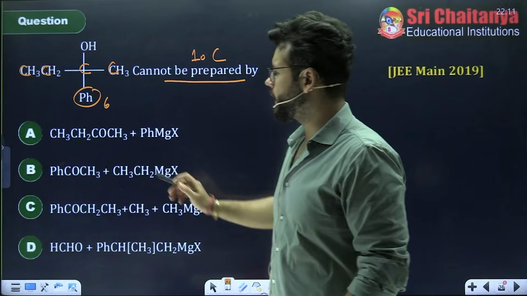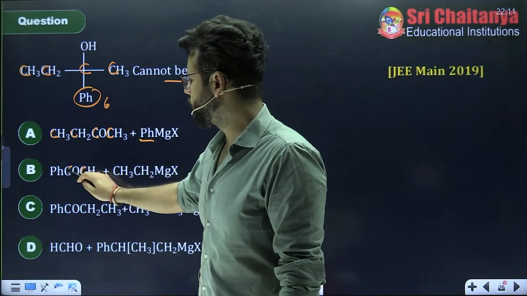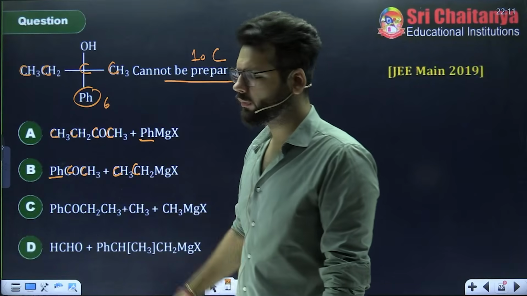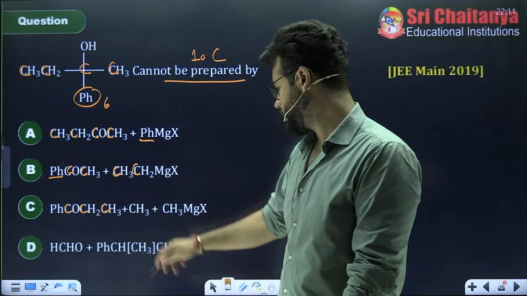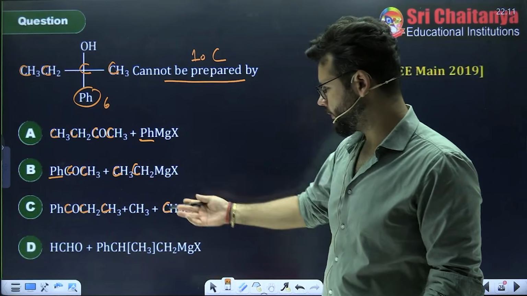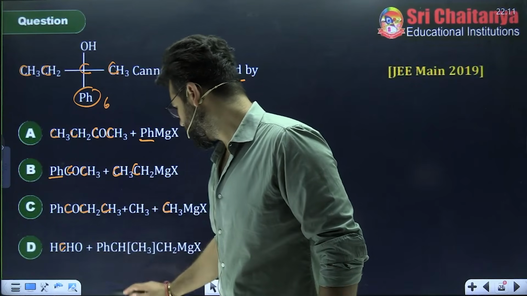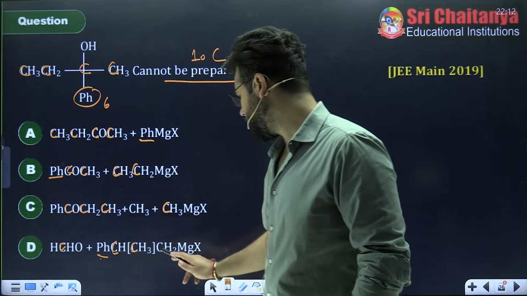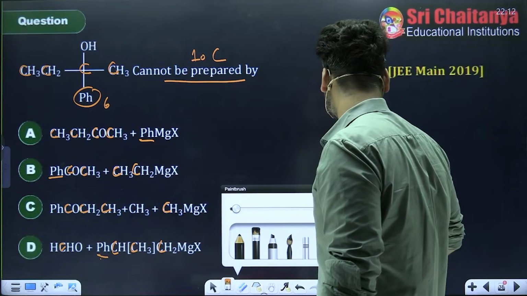In the first one, I have 1, 2, 3, 4, then 6, 7, 8, 9, 10. This is just a printing mistake, I guess. And this is 1 plus 6, 7, 8, 9, 10. All of them are giving us 10 carbons. So we have to think carefully and draw the product now for each one of the cases.